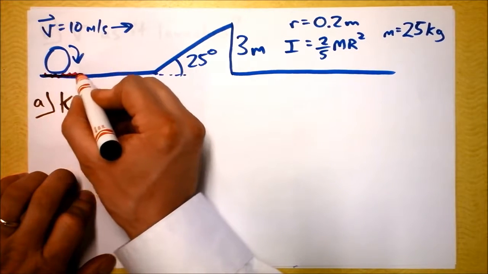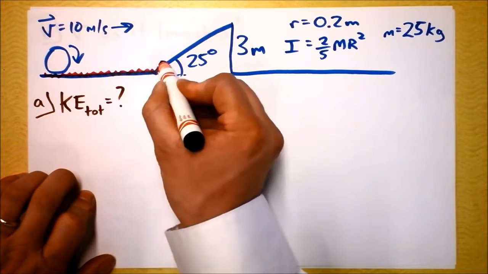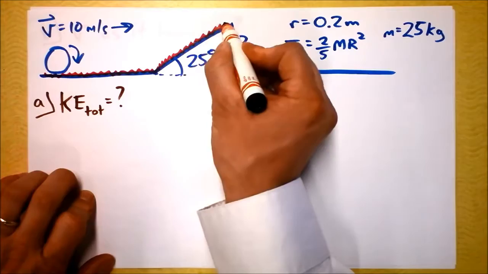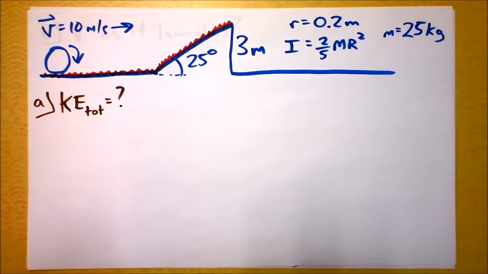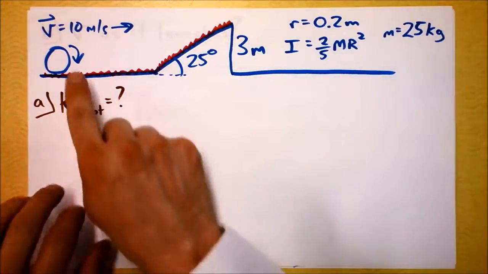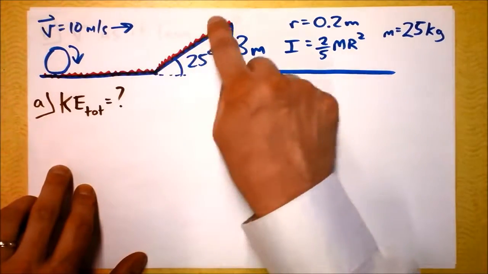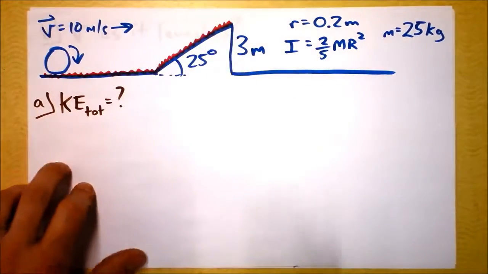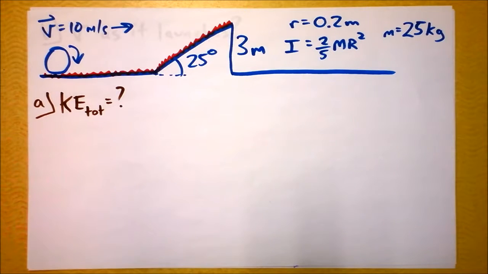So I'm going to draw little bumpies to show that there's friction all along this section right here. But remember, it's always static friction, so it's not going to be slowing down here. And when it's going up the ramp, it's not going to be losing kinetic energy to heat, it's only going to be losing kinetic energy to potential energy.